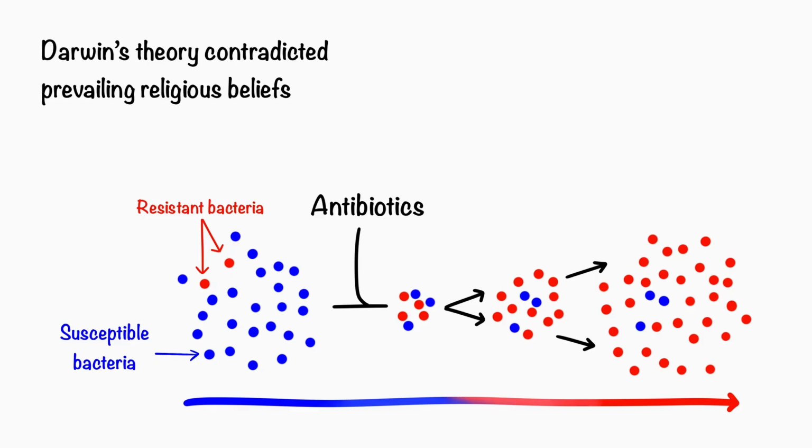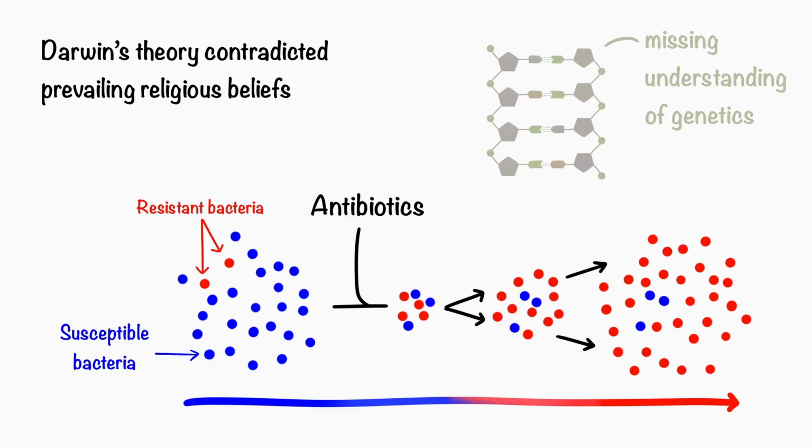Darwin's theory initially faced opposition for several reasons beyond scientific skepticism. It contradicted prevailing religious beliefs about divine creation, offering a naturalistic explanation for life's diversity. Darwin couldn't fully explain how traits were inherited or how new variations arose. The science of genetics, which would later support his theory, remained undiscovered for decades after his publication. Limited fossil evidence at the time made Darwin's claims difficult to verify conclusively.